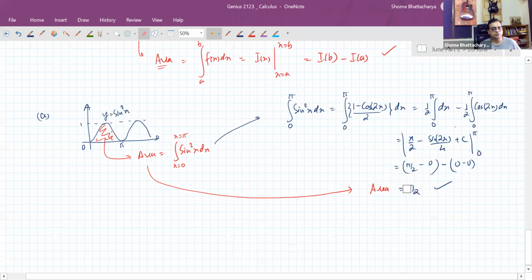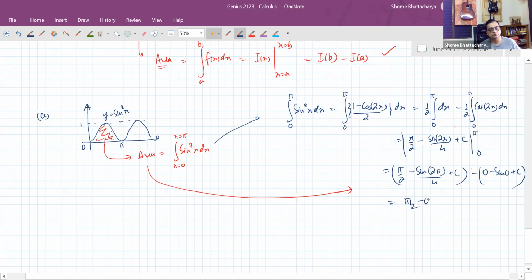So basically, this function at the upper limit will become pi by 2 minus sine of 2x, so that is 2 pi divided by 4, plus c, minus 0 minus sine 0 plus c. So that's how it becomes pi by 2.